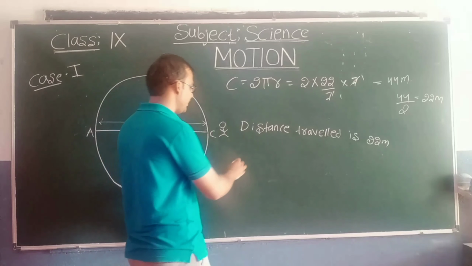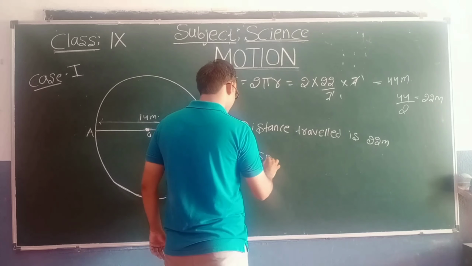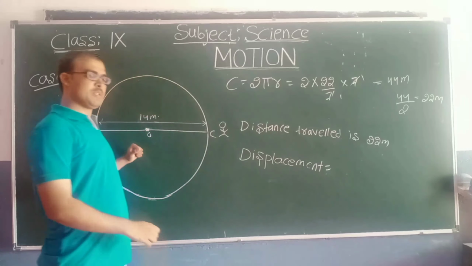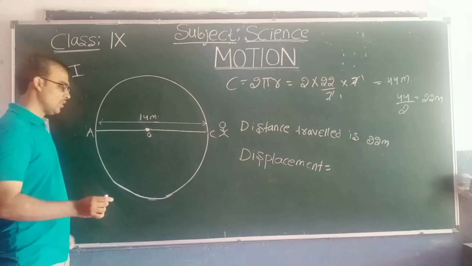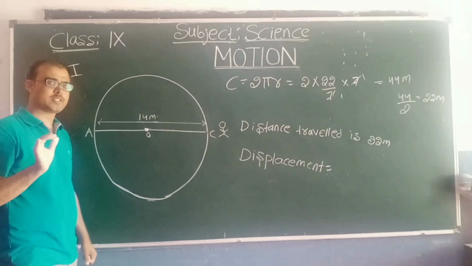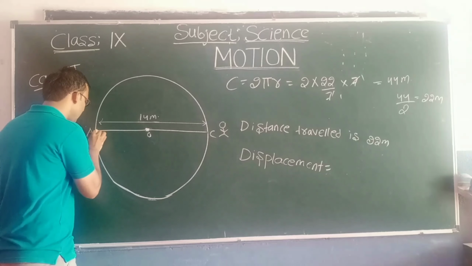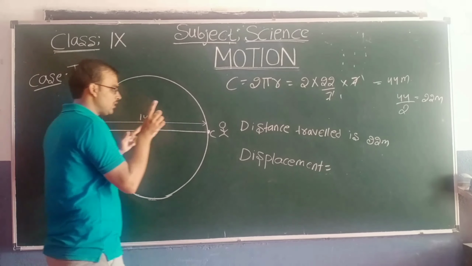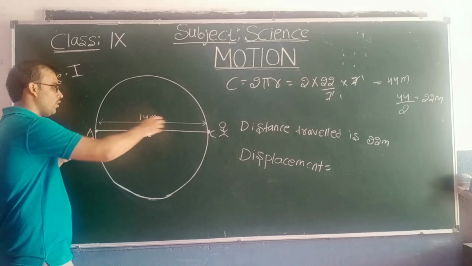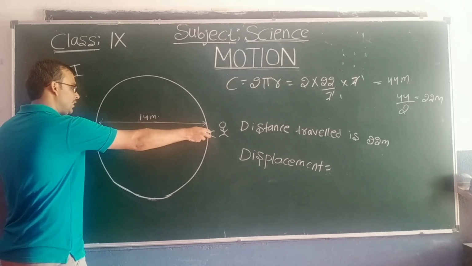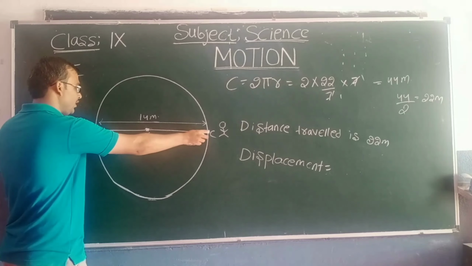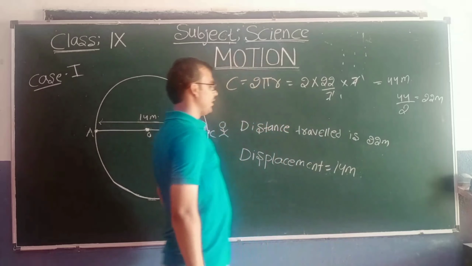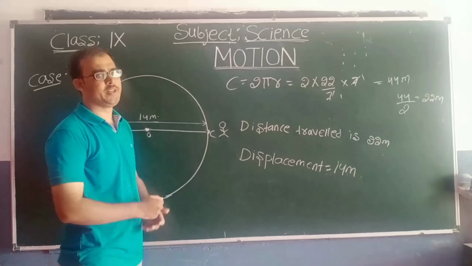And now what is the displacement? So what is displacement in this case? Look at it. I told you that displacement is the least distance between the 2 points. This is the initial point and this is the final point. So what is the distance between these 2 points? The distance between these 2 points is 14. So displacement is 14 meter.